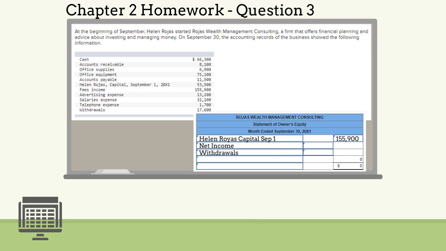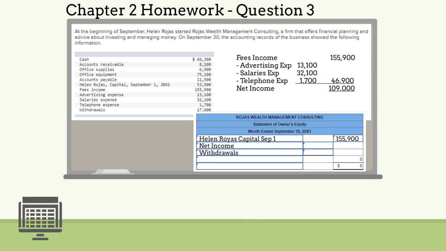Now you need to calculate the net income. That means you find the fees income on the listing of accounts and subtract all of the expenses. That is your net income. Enter that on the statement of owner's equity form. Next, we need to enter the owner's withdrawals on the statement of owner's equity. Don't forget to calculate the ending capital balance.